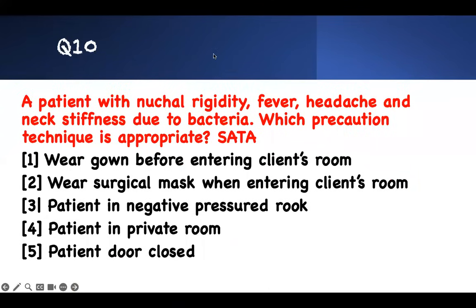And the last one, select or apply, of course. A patient with nuchal rigidity, fever, headache, and neck stiffness due to bacteria. Which precaution technique is appropriate? Break it down. It's a SATA question. Pick those you're confident about, right? If I have nuchal rigidity, fever, headache, and neck stiffness, something should be ringing in your head. Caused by bacteria, this is meningitis, right?